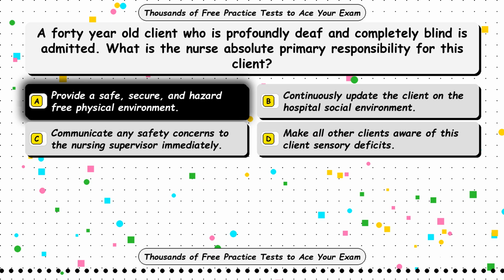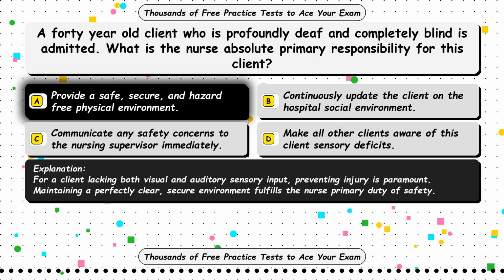The correct answer is option A. Provide a safe, secure, and hazard-free physical environment. For a client lacking both visual and auditory sensory input, preventing injury is paramount. Maintaining a perfectly clear, secure environment fulfills the nurse's primary duty of safety.